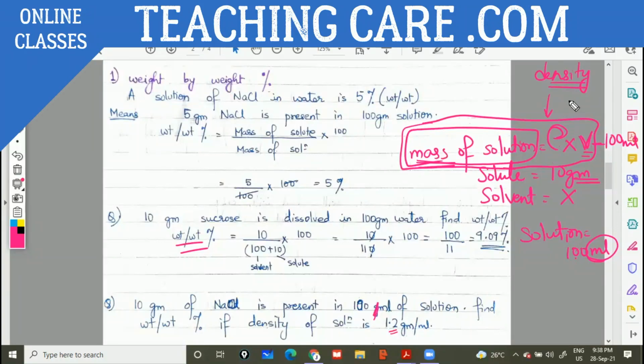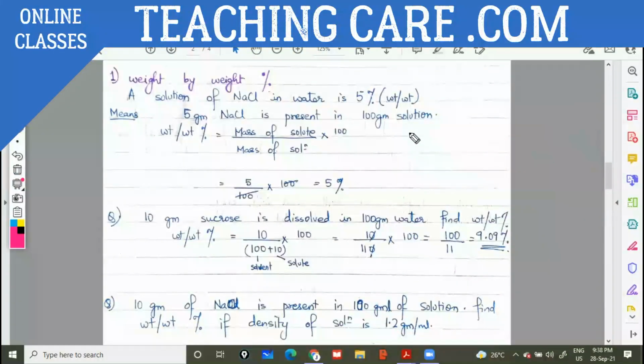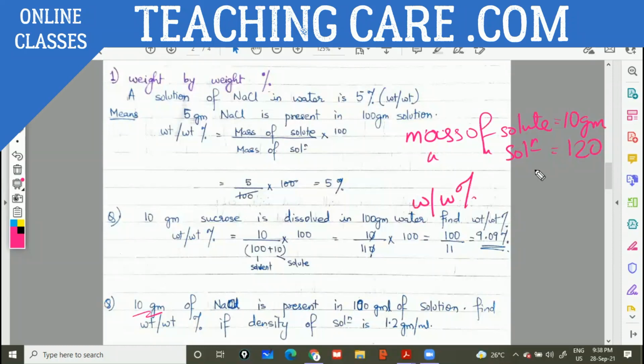Yeah, 120. Now you got the mass of the solution, right? And you have the mass of solute given as 10 gram. And the mass of solution you got is 120. So, weight by weight percent is equal to how much? 10 upon 120 gram. This is equal to 1 by 12. Convert it into decimal and you'll get your percent.